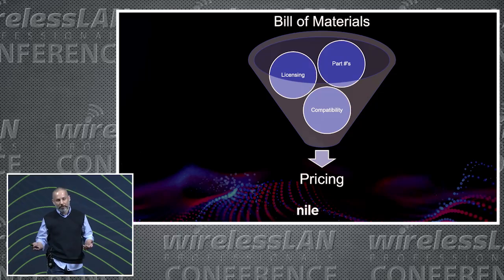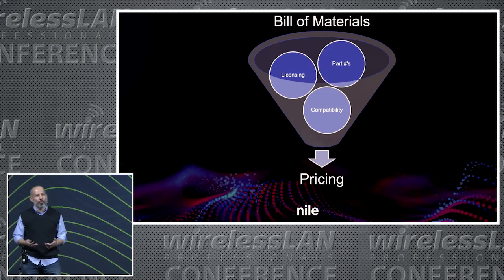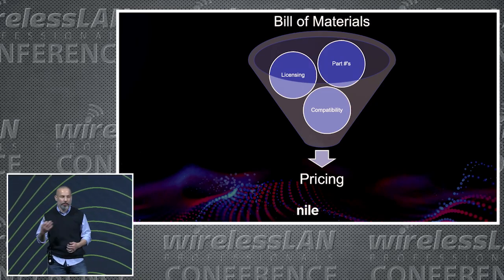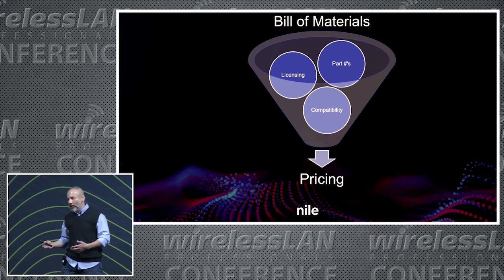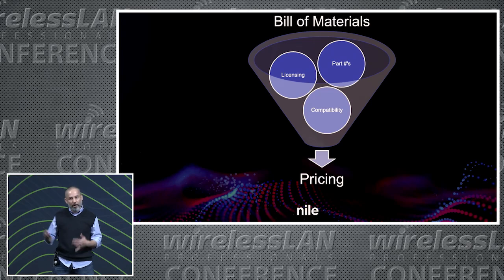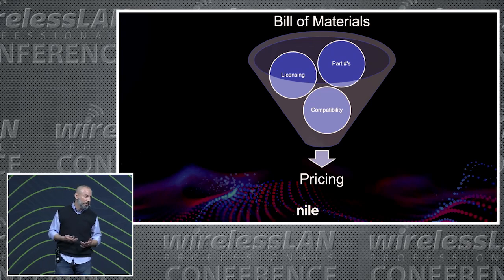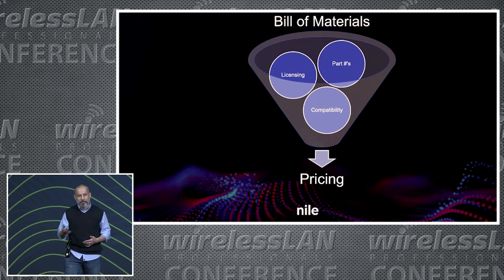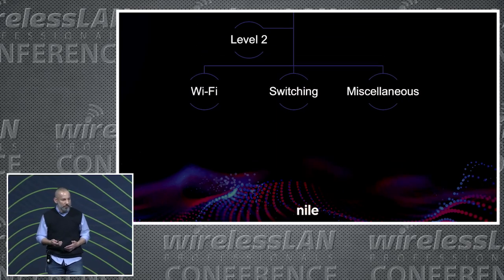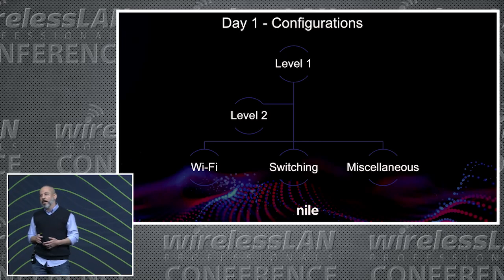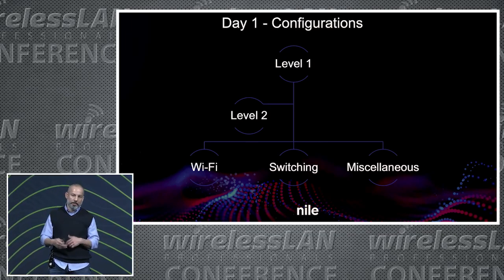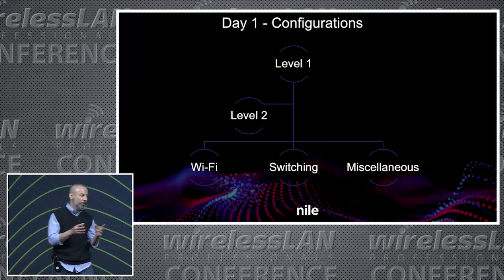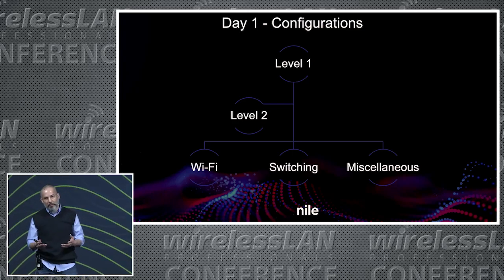Bill of materials. We obviously need to order stuff, and in order to order stuff, we need a bill of materials. Go through the licensing, different SKUs, figure out the compatibility matrices and all that, and make sure we get the pricing back. Again, this can get complicated sometimes, and it takes time. Back in the day, I used to sit in front of CLI consoles, and using Notepad, I used to configure switches and access points.